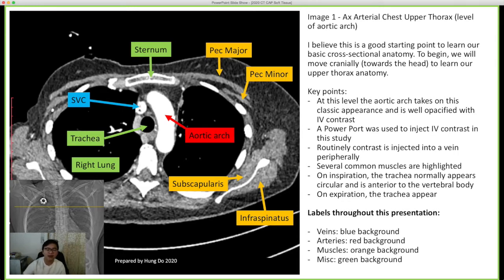sinoatrial junction. This little structure that's coming around the side here has a little bit of contrast in it, and that is reflux of contrast from the SVC into your azygos vein. So that's very common as well to see reflux into your azygos vein.